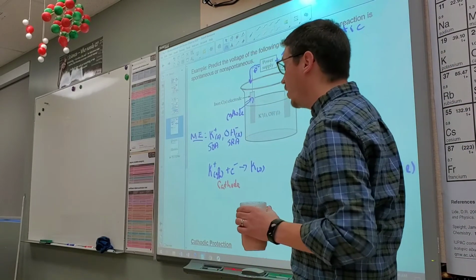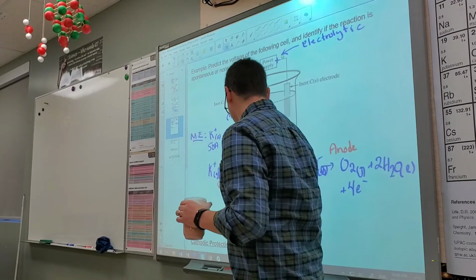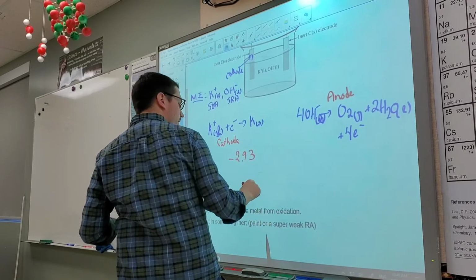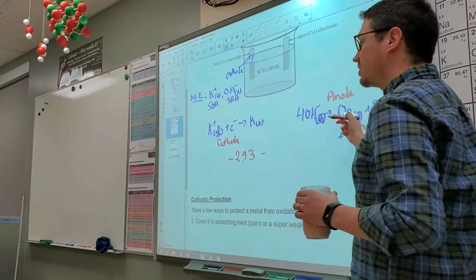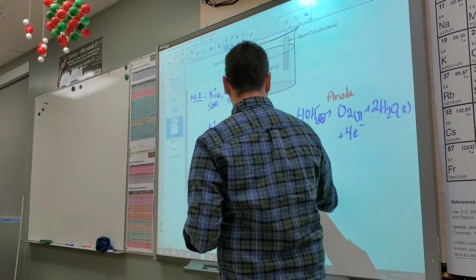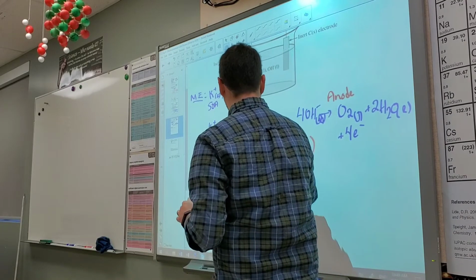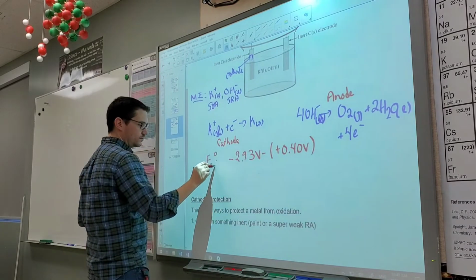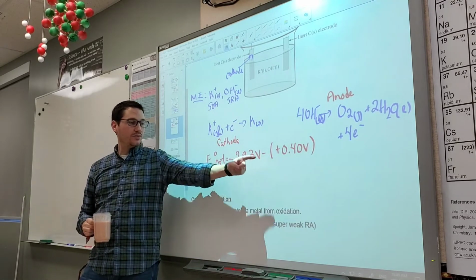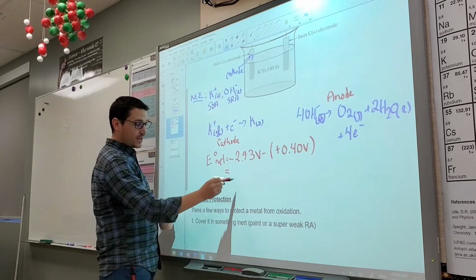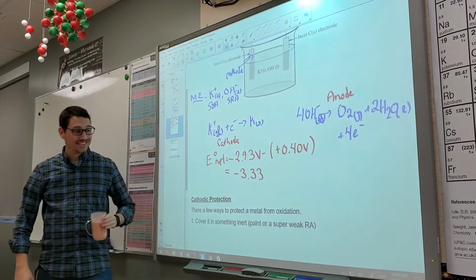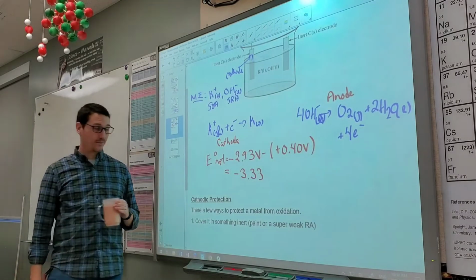Okay, so the reduction potential of this is negative 2.93, right? And we're going to subtract the reduction potential of that, which is positive 0.40. So we're going to take our negative 2.93 and we're going to subtract 0.4, and we should get a voltage.